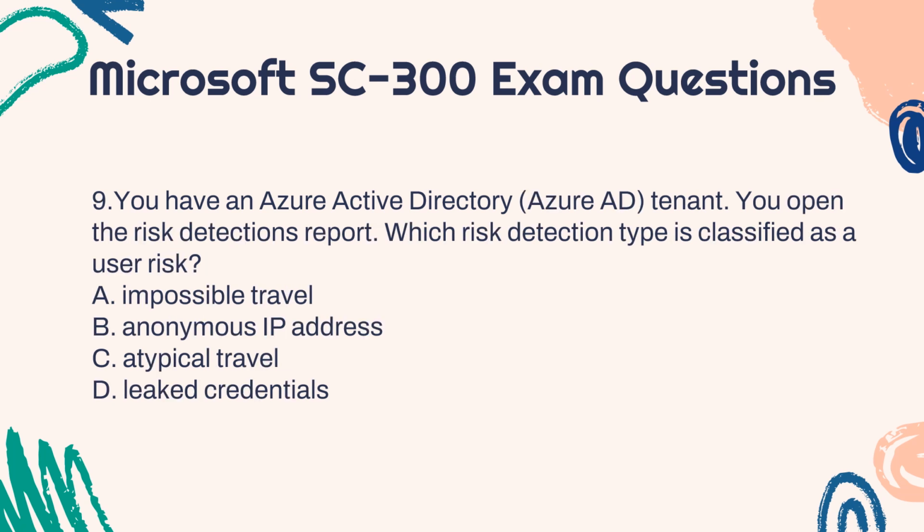9. You have an Azure Active Directory, Azure AD, tenant. You open the Risk Detections report. Which risk detection type is classified as a user risk? A. Impossible travel. B. Anonymous IP address. C. Atypical travel. D. Leaked credentials.